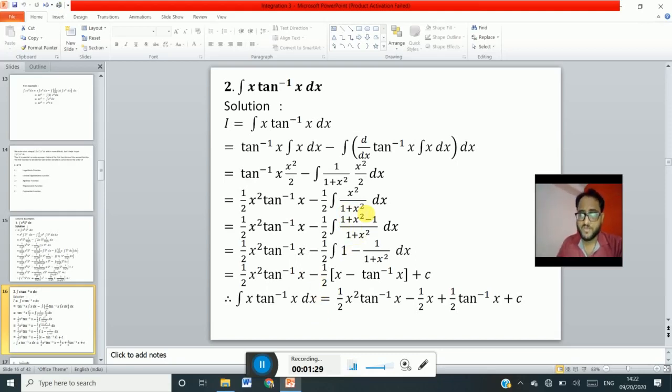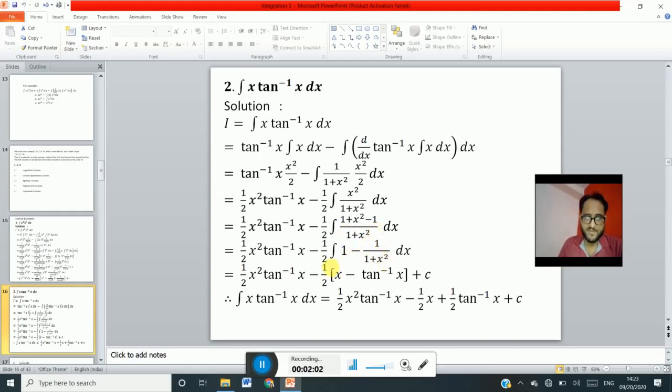Now think about this integration of x square upon 1 plus x square. Here we have to add and subtract 1, an adjustment of 1. So 1 plus x square minus 1 is added and subtracted in the numerator. Why? Because we have to adjust the numerator as that of the denominator. The denominator shows 1 plus x square, so according to it we have to adjust the numerator, meaning we have to add 1 and also subtract 1, right? And after this you have to separate the base. So 1 plus x square upon 1 plus x square means 1, and minus 1 upon 1 plus x square, right?